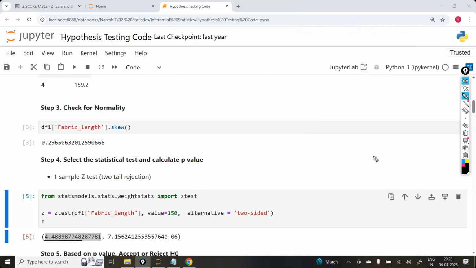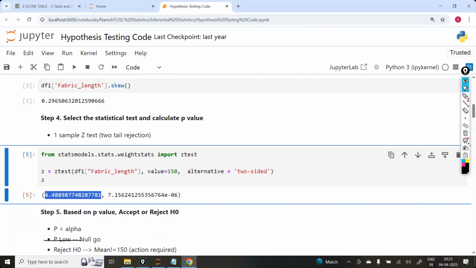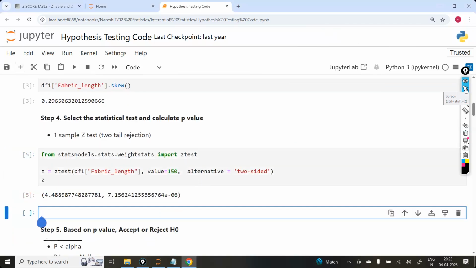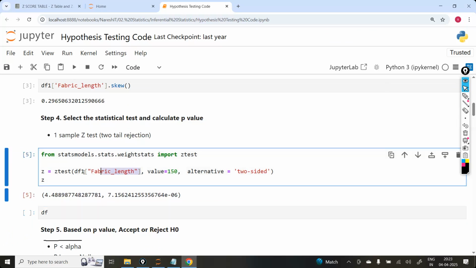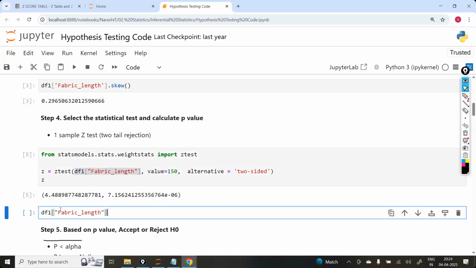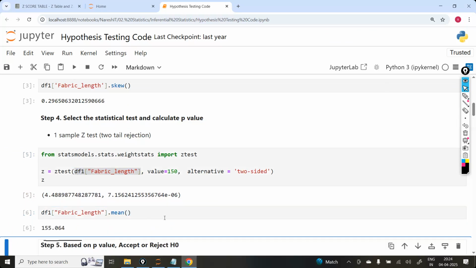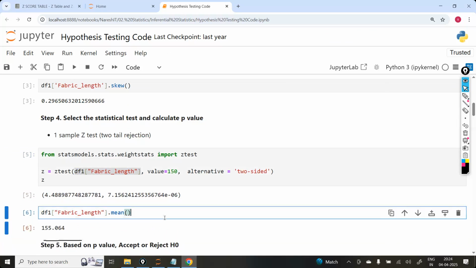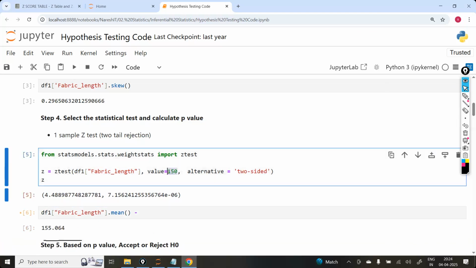Sir, can we do it manually? Let's try. What is the first one? Let's give a try so that you'll also understand. So x bar means what? This is the value. Take the mean, and note down the x bar value. What is the x bar value? 155.064 minus 150. This is the value.